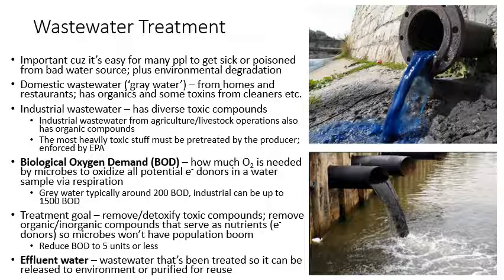Industrial wastewater is coming from a factory or some form of industry, and it tends to be really dirty. It can have a lot of different stuff in it, a lot of different toxic compounds. What it has exactly depends, of course, on what type of factory it came out of or what type of industry it came out of.